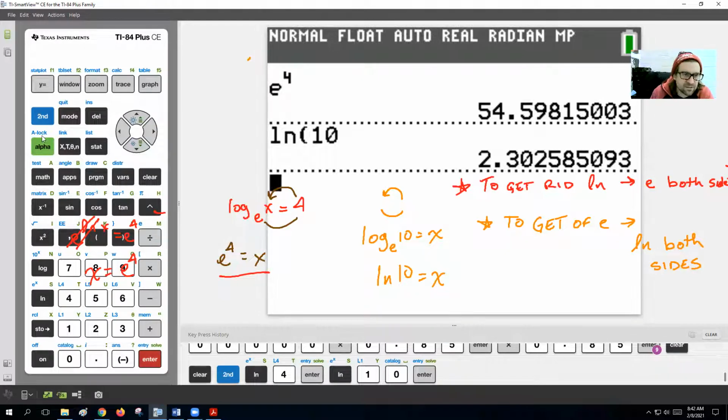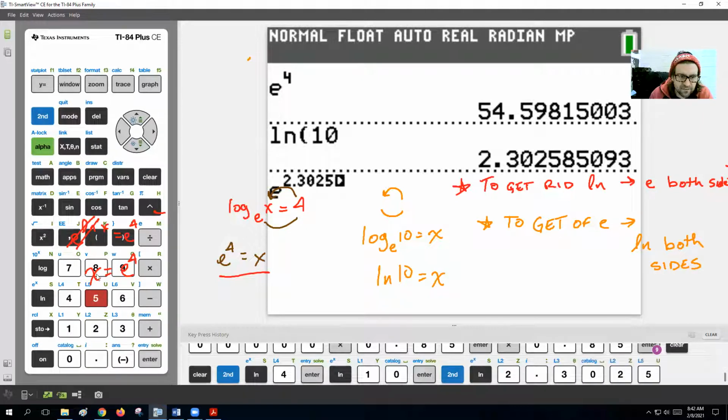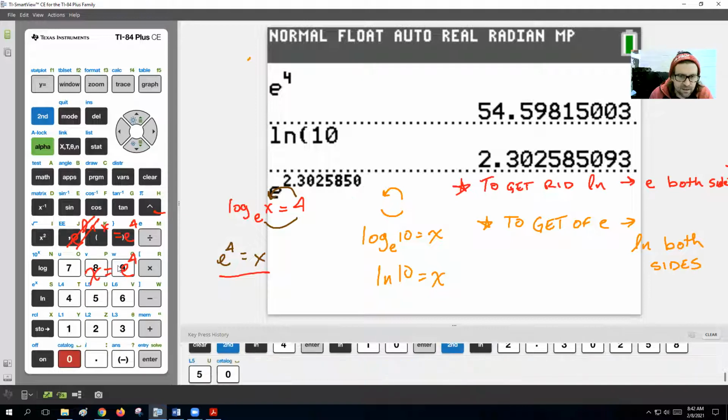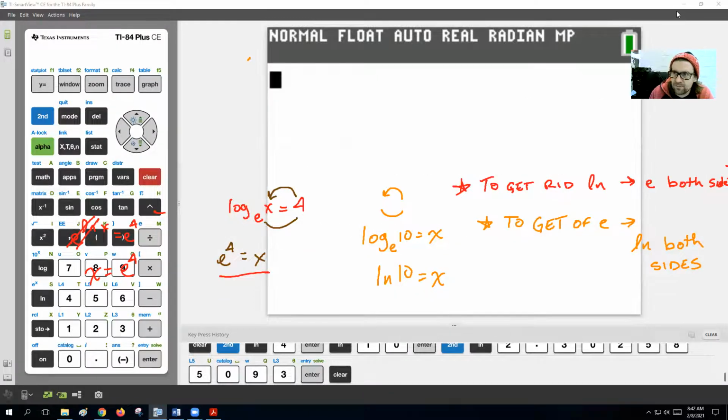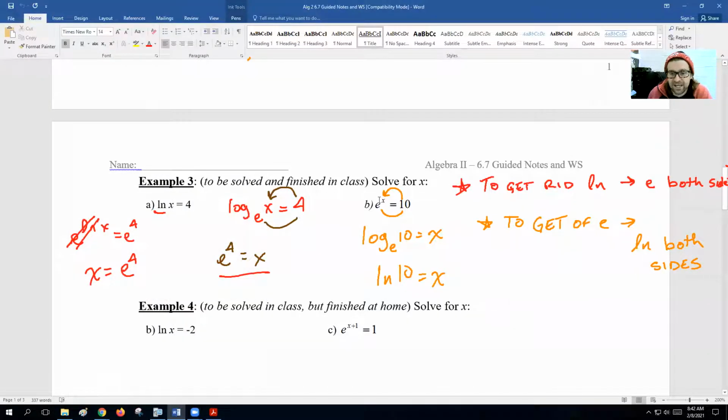And we can always just double check these things out. If we went to plug it back into the original question, e to the 2.302585093 power is equal to 10. So first thing, e's and ln's cancel each other out.